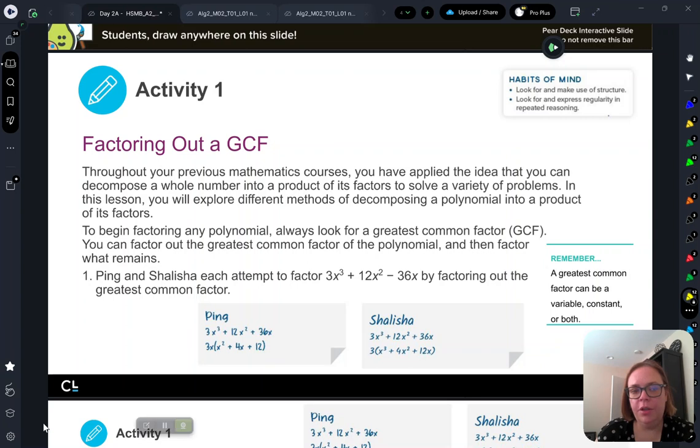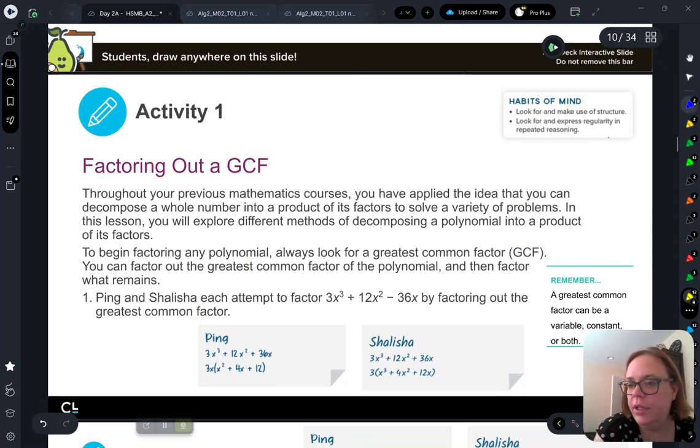All right, this is part 2 for Algebra 2, Day 2, looking at factoring polynomials to identify zeros. And this is activity 1, which starts on page 276.